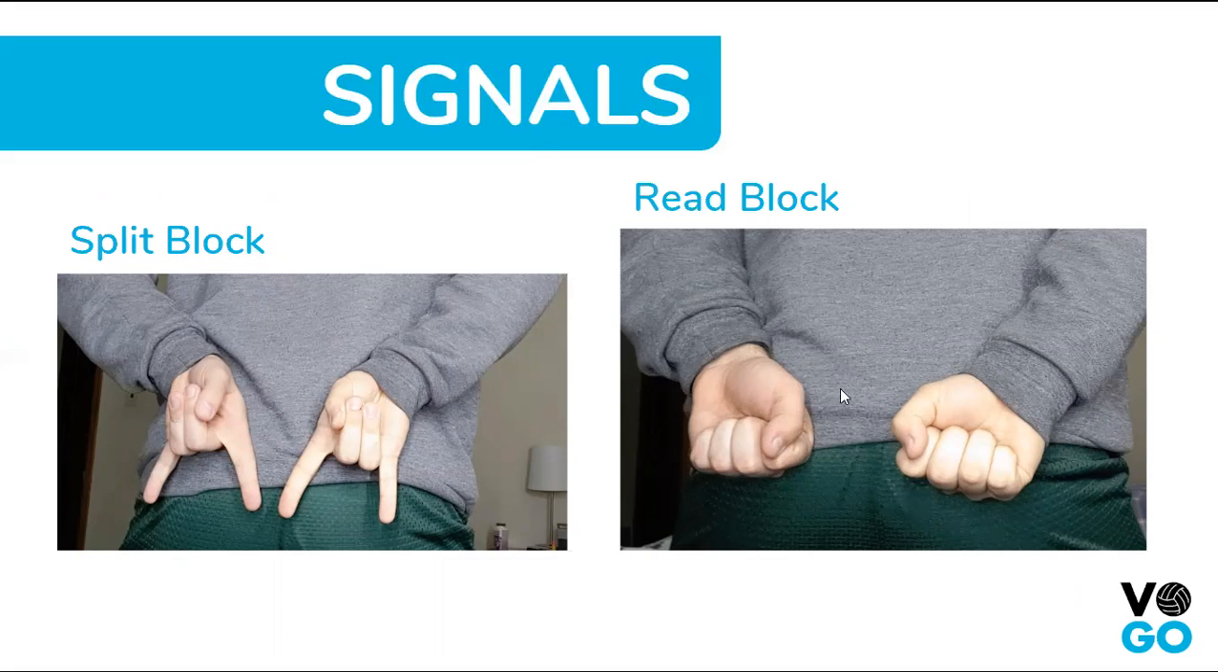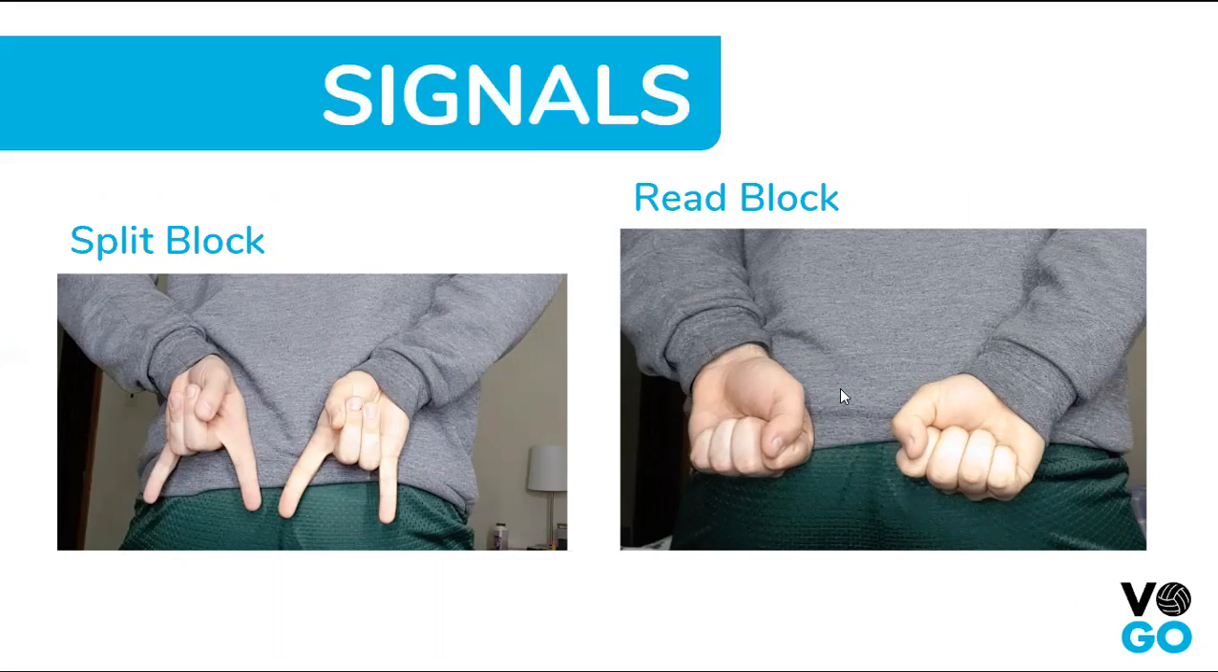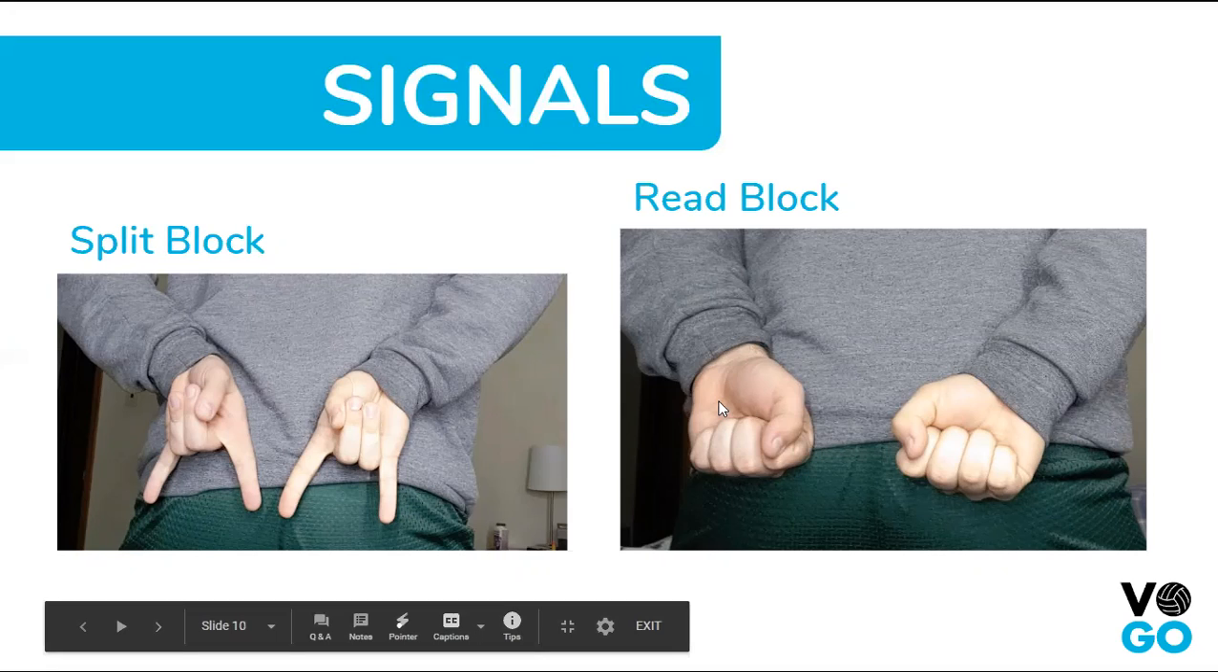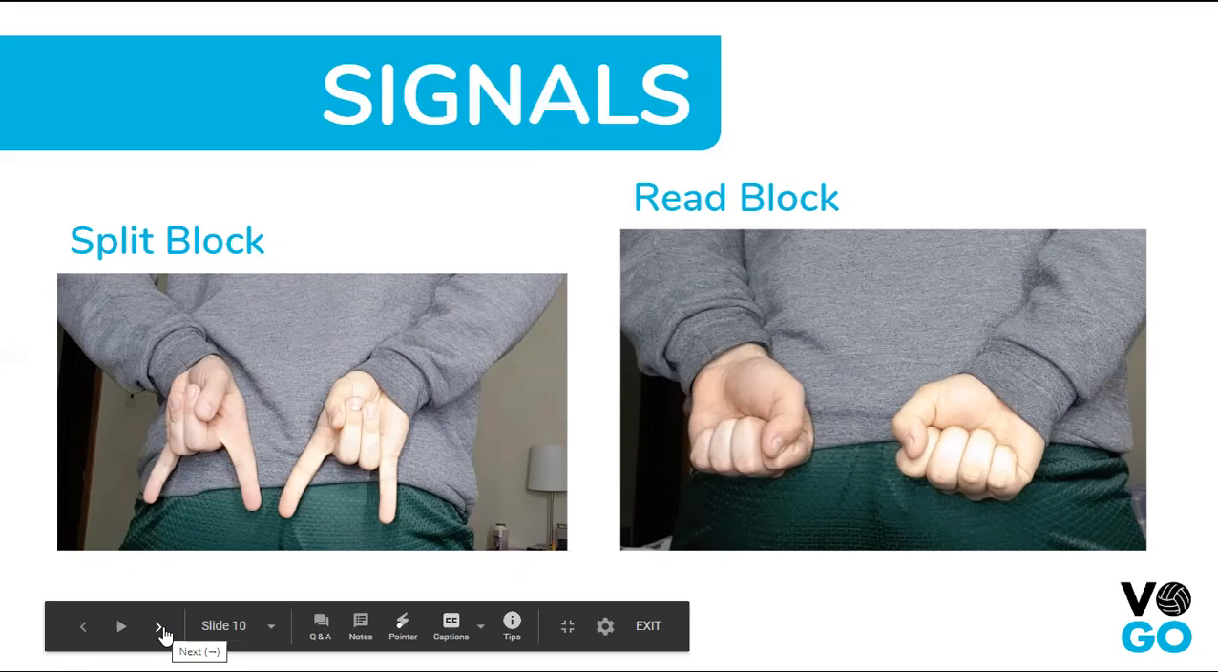A read block is very similar to a middle in indoor doing a commit block. So they're going out and they're specifically taking away a hit from a player. So in beach, it just means that the blocker has taken upon themselves to make a read and go block where they think that the attacker is going to attack.